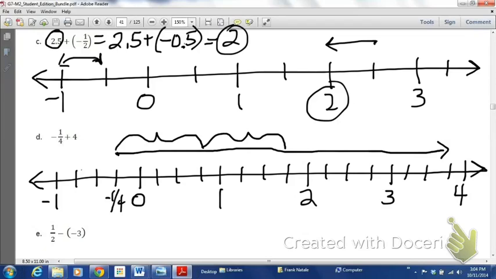1, 2, 3, 4, another whole. 1, 2, 3, 4, another whole. And then 1, 2, 3, 4, another whole. Okay, so I have added, of course, going to the right because of our positive sign.